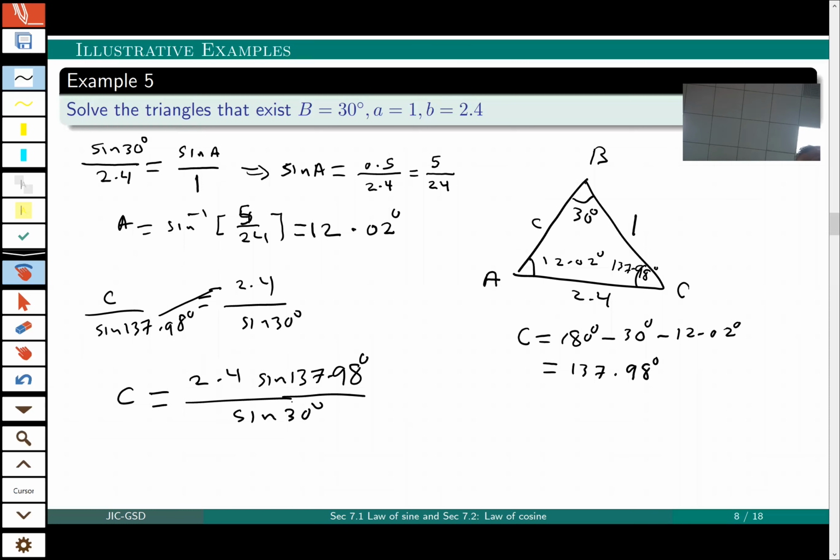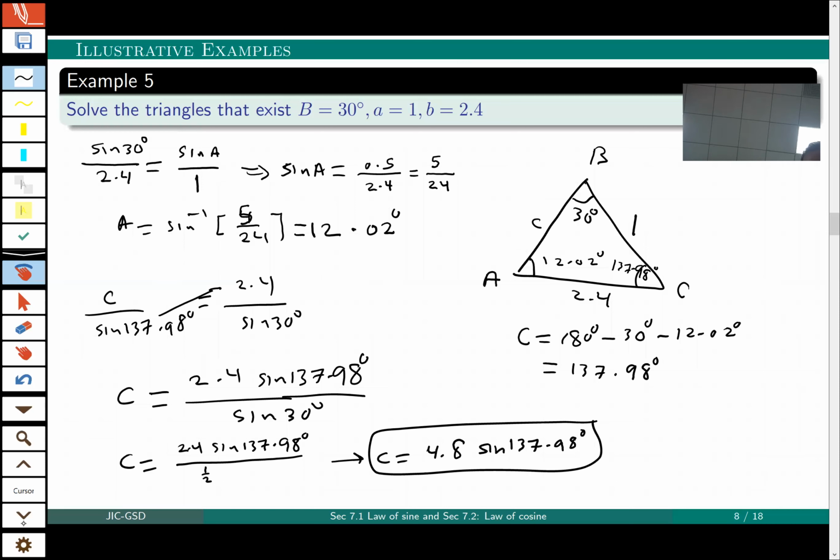Okay. We could say also sine 30 is 1/2. So if we say 2.4 sine 137.98 degrees, and this is divided by 1/2, now multiply by 2 up and down, you will get C is equal to 4.8 sine 137.98 degrees, and that's the best we can find for C.